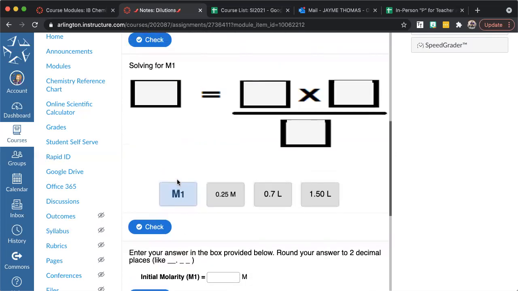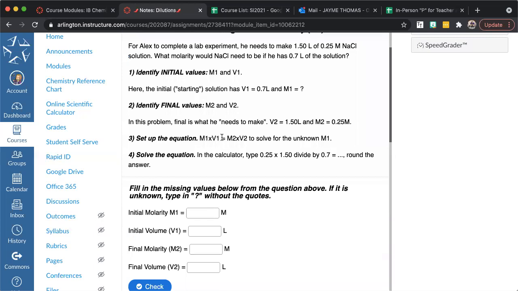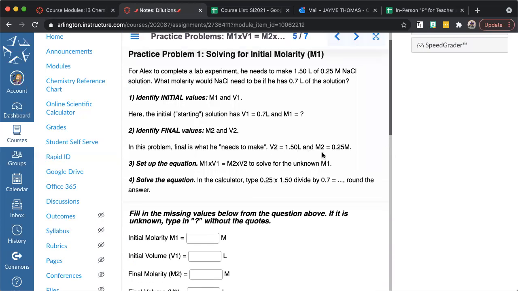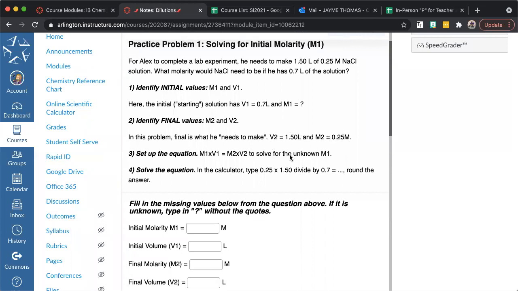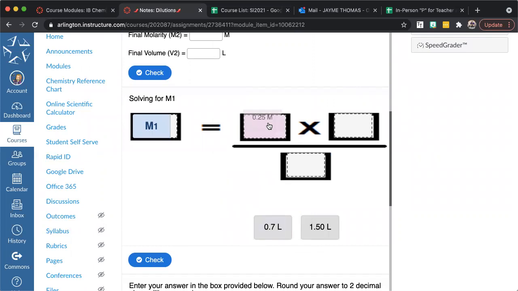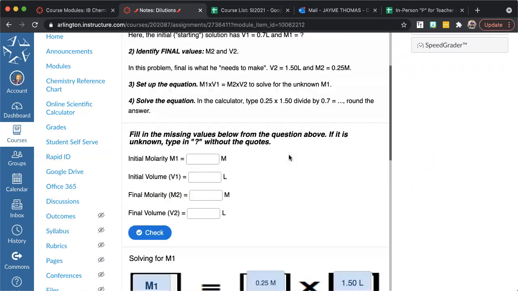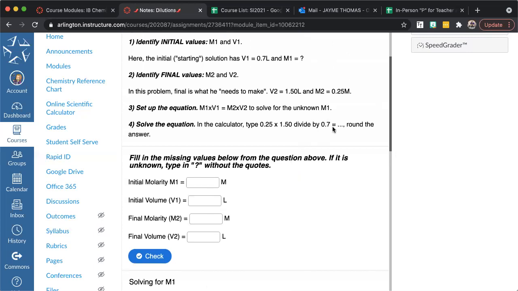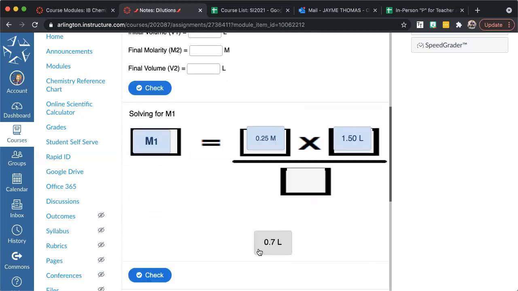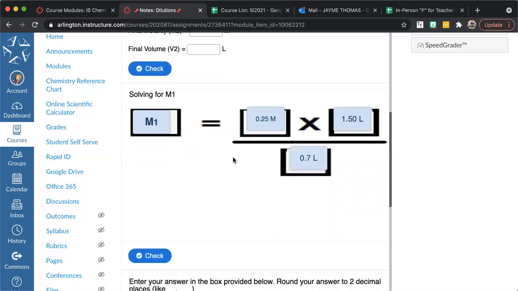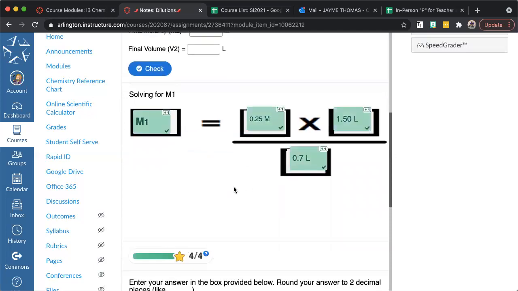So I'm solving for M1, and up in here in my directions, let's see where we go at. Here it is. So my M2 was 0.25, my V2 was 1.5. So I'm going to plug those in. Here's M2 times V2. And then I'm going to divide by V1 because I had to move it to the other side. I had to divide both sides by V1. So I'm going to set it up like that. And if I check, they're all in the right spots.